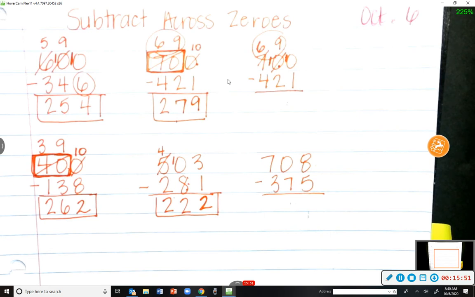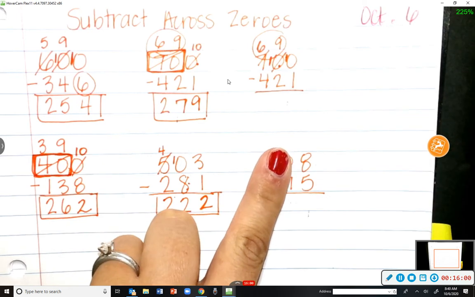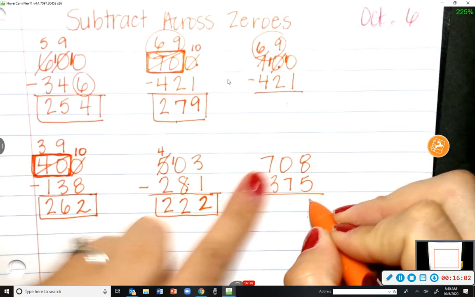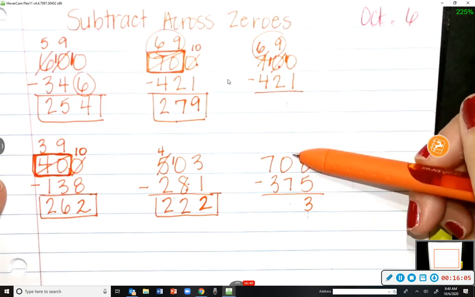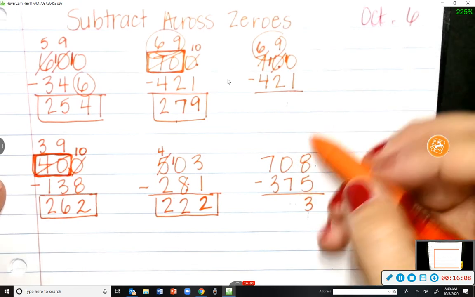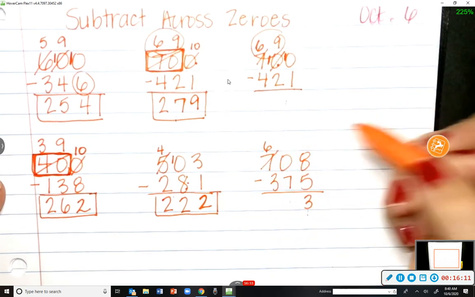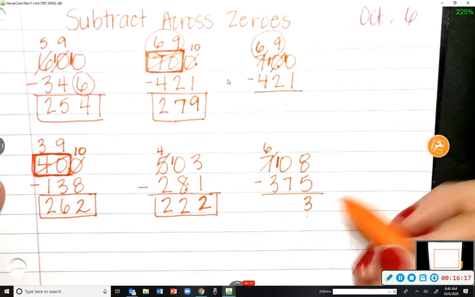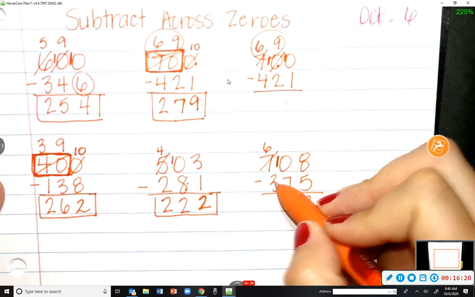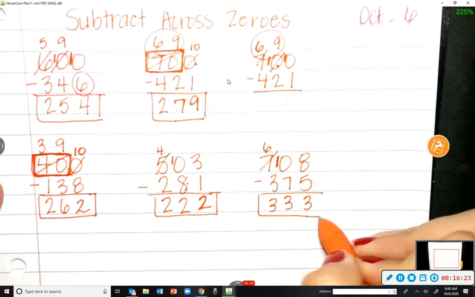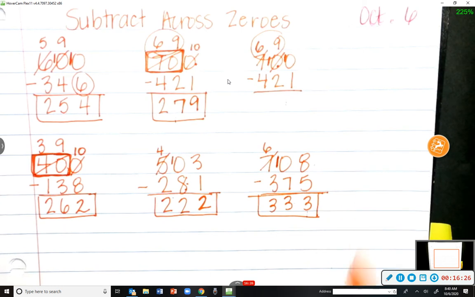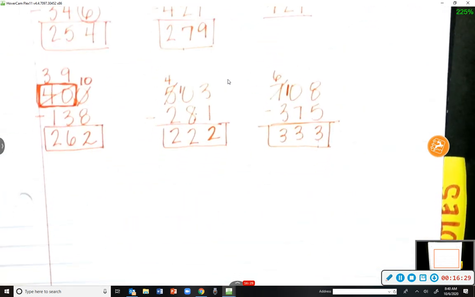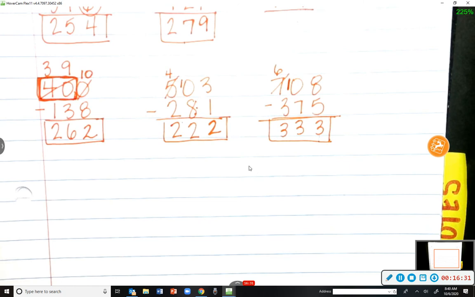Okay, let's check. I see lots of good answers. Everybody's showing their work correctly. Okay, we start at the ones place. 8 minus 5. Can we do that? Yes. What is it? 3. Good. We go to the tens place. Can I do 0 minus 7? No, so we need to go next door and borrow. 7 becomes 6. 0 becomes 10. 10 minus 7 is 3. 6 minus 3 is 3. 833. I bet it's going to be 444 next. Could be. Okay, let's go on to the next one.